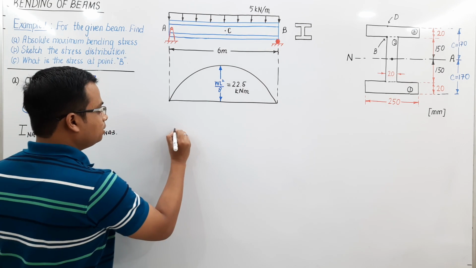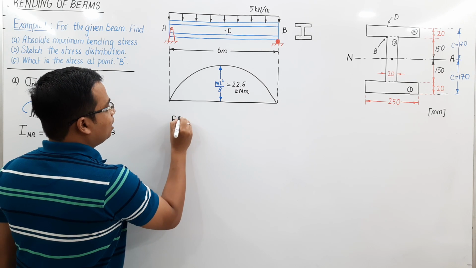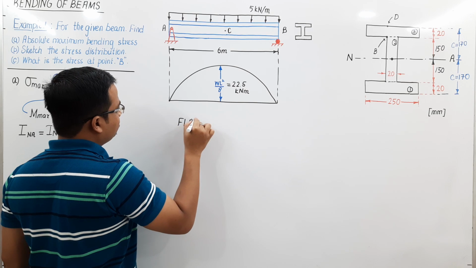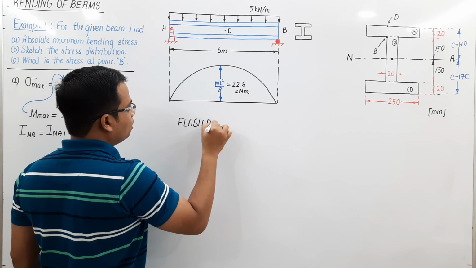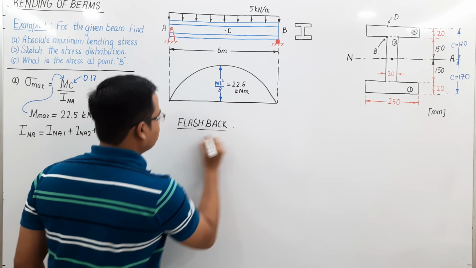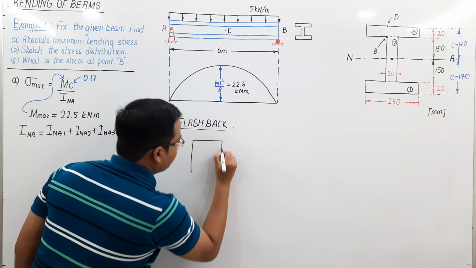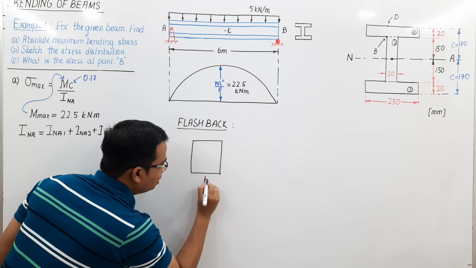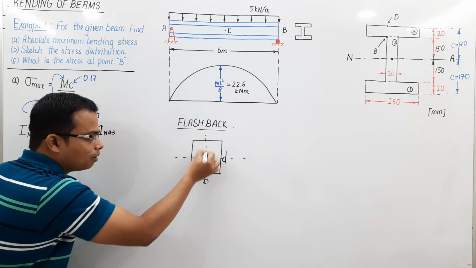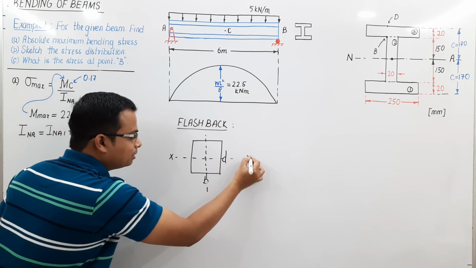Right. Time for some flashback. Parallel axis theorem. Just take a look at this. Flashback time. Okay, some of you might even remember this, how to find the area moment of inertia of a rectangle with respect to its own centroidal axis. Just watch. Let's say we've got a rectangle over here. That's B and that's D. Obviously, its centroid is going to be somewhere here. Let's say this is X, this is X.